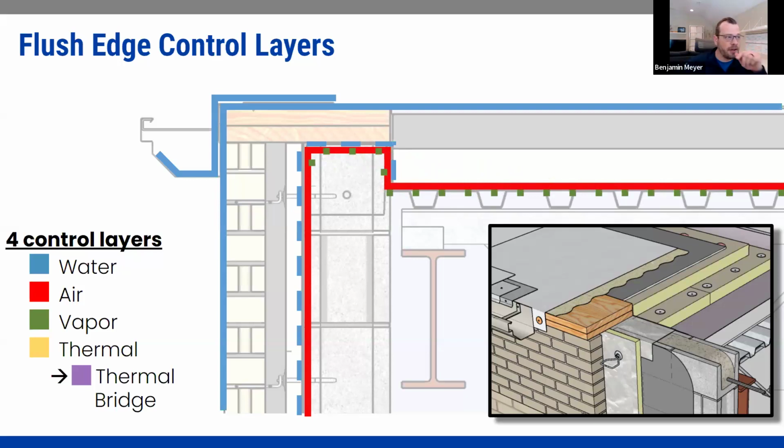And we'll talk a little bit about vapor retarder on the wall later on, in one of the other examples, because one of the questions is, well, it's a pool. We should have a vapor retarder on the wall as well.